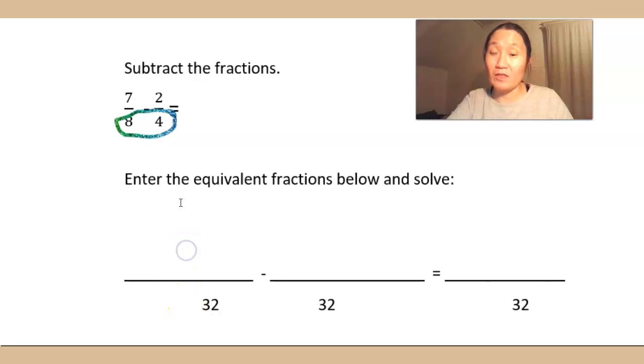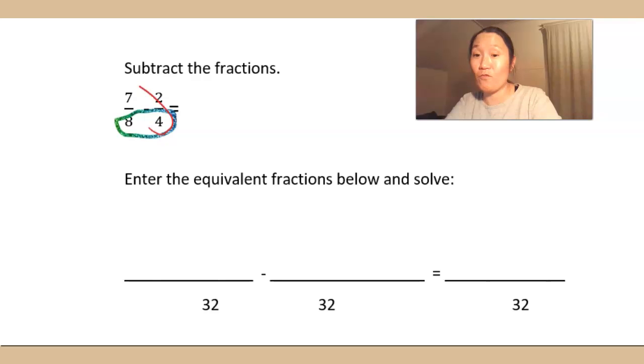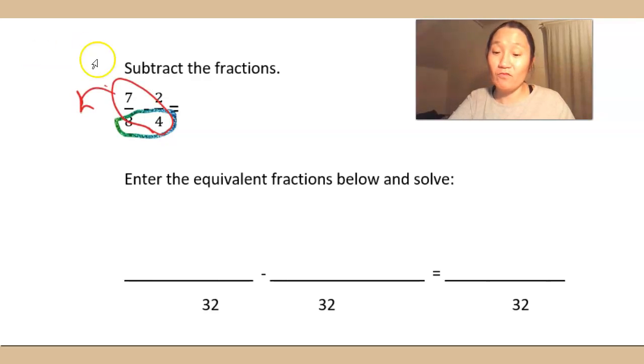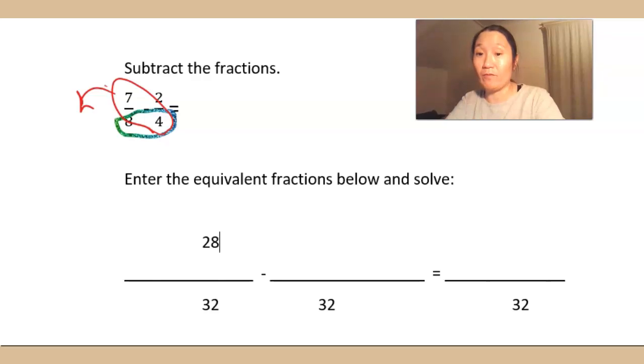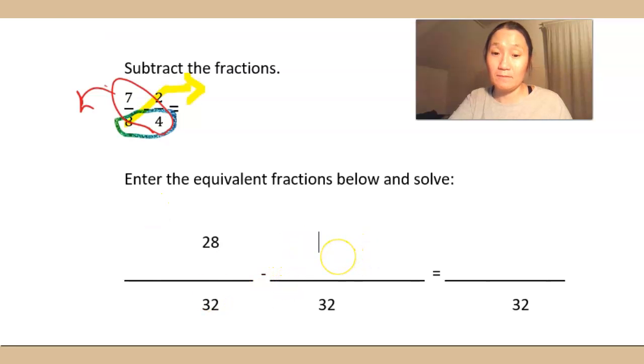Okay, and then the top, remember, you're going to have to cross multiply. You're going to start at the 4, and that'll give us the answer on this side. So 7 times 4 is going to be 28. Okay, and then we're going to multiply from the 8 to the 2, and that'll give us the answer on this side. And 8 times 2 is going to be 16.